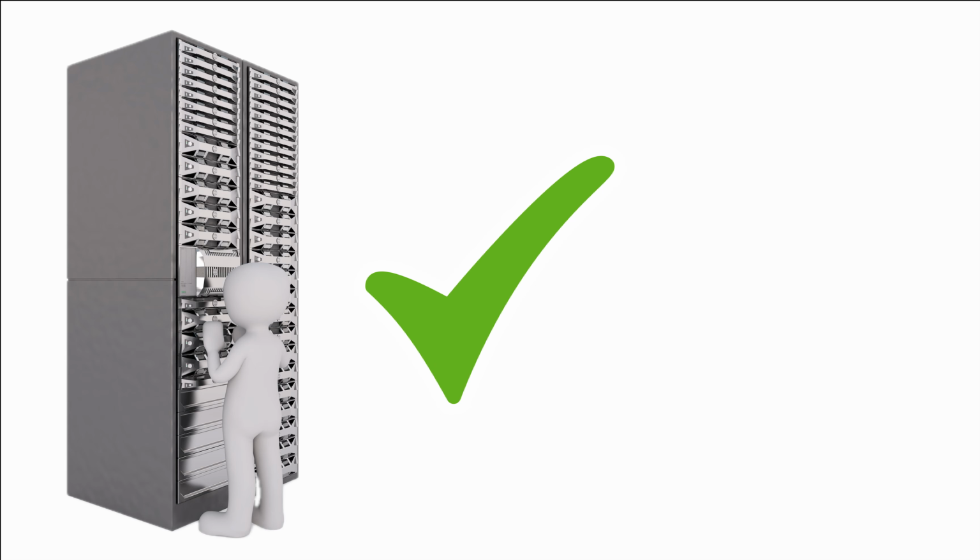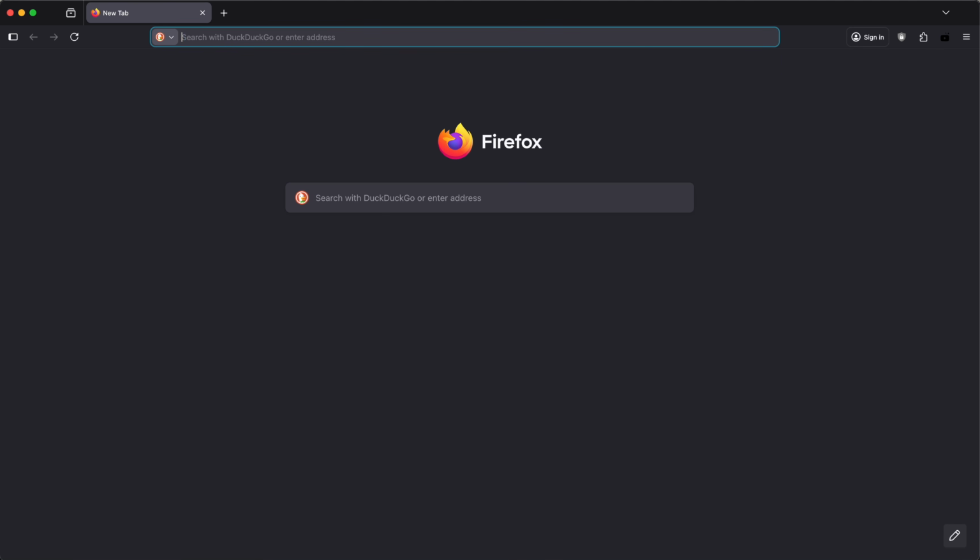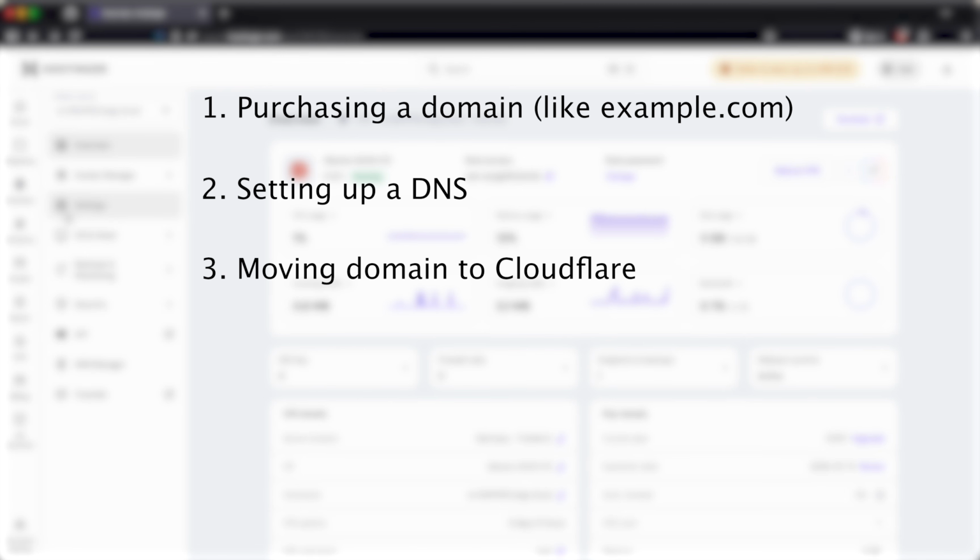At this point, we set up our server, and now it's time to make it feel real by linking to a domain name. This will allow you to access your server using something like example.com instead of just an IP address. In this module, we'll go through the steps of purchasing a domain, setting up a DNS, and moving your domain to Cloudflare for added security and performance.